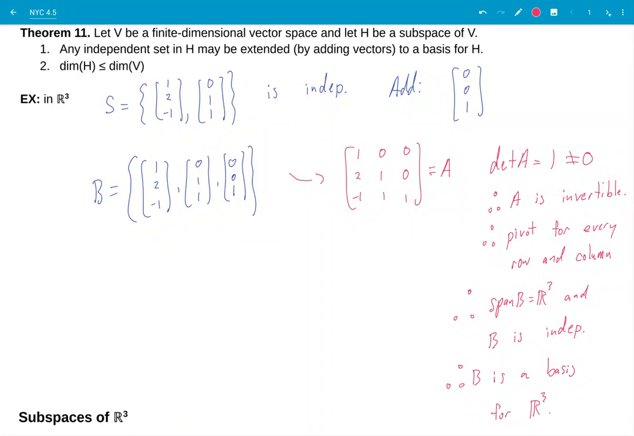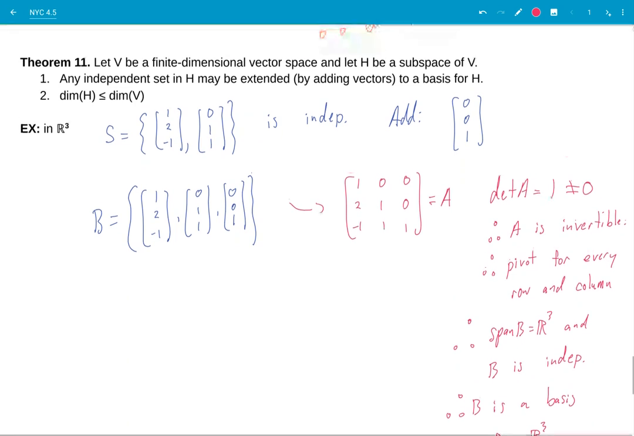Okay, so what's the idea that I'm trying to illustrate? Is that if you have an independent set, it's always possible to cleverly add vectors, and you'll eventually get a basis. Okay, but you can't just add them willy-nilly. You have to make sure that your new set is independent at each stage.